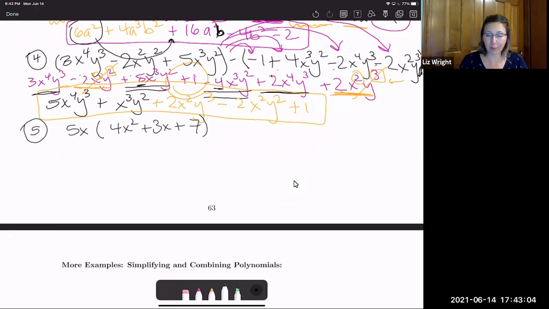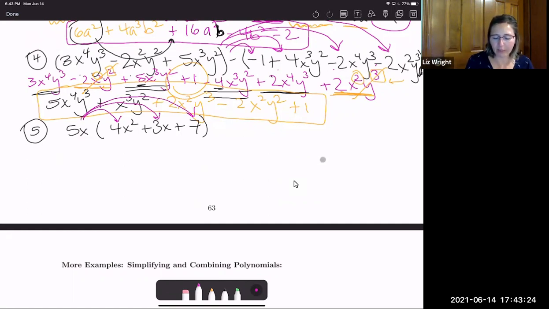And we're going to do the property of distribution. So we're going to distribute this in. So we are going to take the 5x and we're going to multiply it by 4x squared. Then we're going to take the 5x and multiply it by 3x. Then we're going to take the 5x and multiply it by 7. So I'm going to write out the step here for what we're doing.